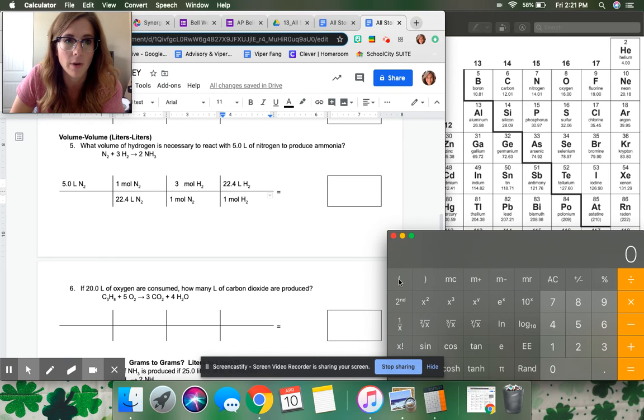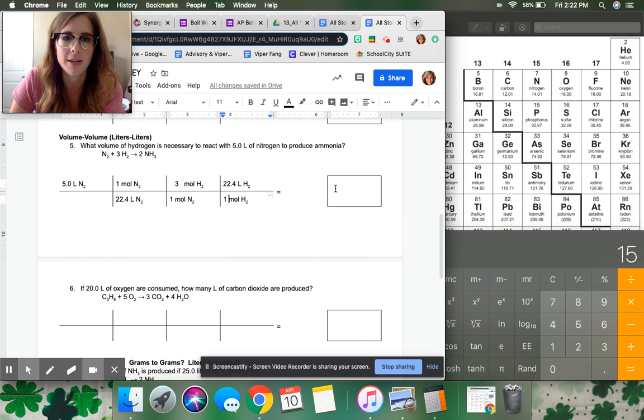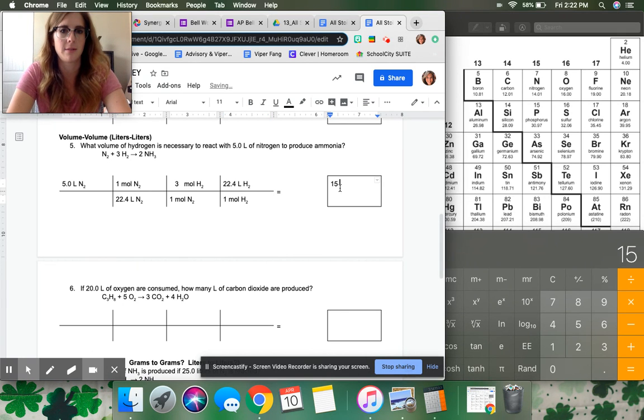All we have to do is hit parentheses 5 times, I'm not going to say times 1, 3 times 22.4, close your parentheses. Now we're going to hit divide because we want to divide our top number by our bottom number, and we're going to click parentheses again. We're going to take that 22.4, and actually it's times 1 times 1, so we don't really actually need any parentheses. I'm sorry. Equals 15. All right, so we're going to write 15 liters H2.